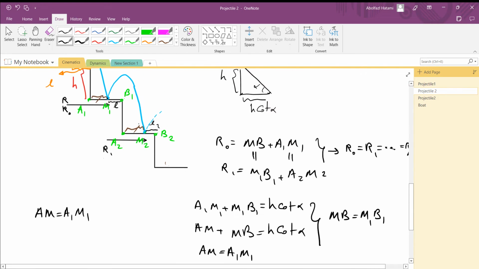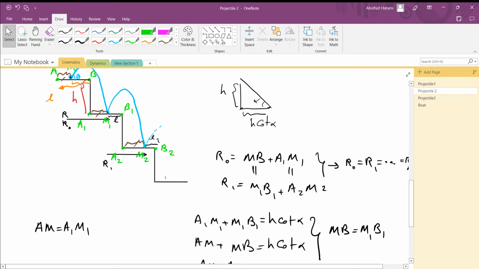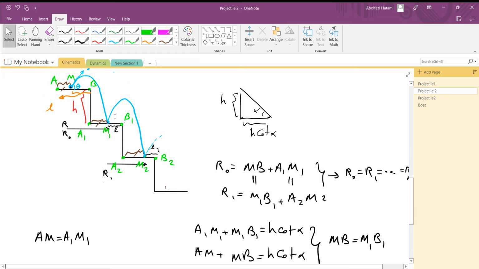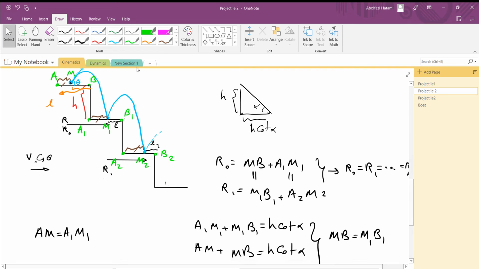After each collision, we know that our velocity in the direction of x shouldn't change, and also we understood that our velocity in the direction of x is always equal to v0 cosine of theta. So our velocity after the first collision in the x direction is also v0 cosine of theta. Here again it is v0 cosine of theta.